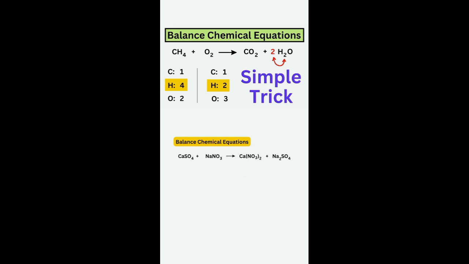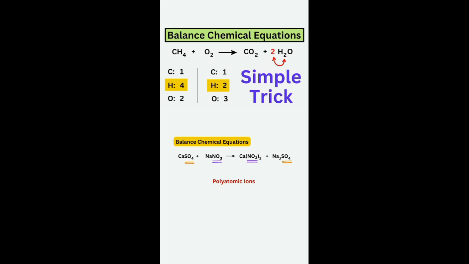The unbalanced equation is calcium sulfate plus sodium nitrate gives calcium nitrate plus sodium sulfate. Step 1 is to count atoms. But here, instead of splitting everything apart, we notice something important. On both sides of the equation, we have the same group SO4 and also the same group NO3. These groups are called polyatomic ions.